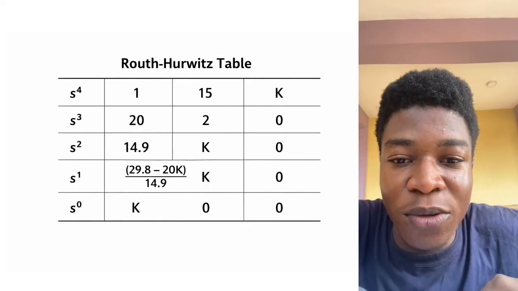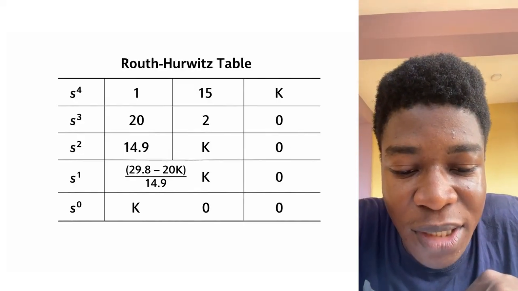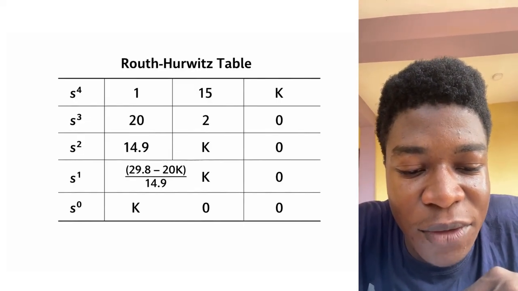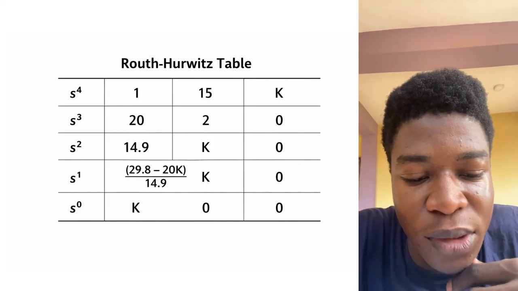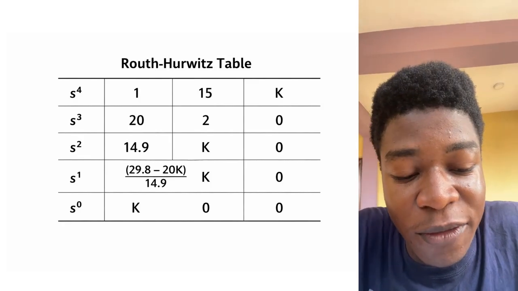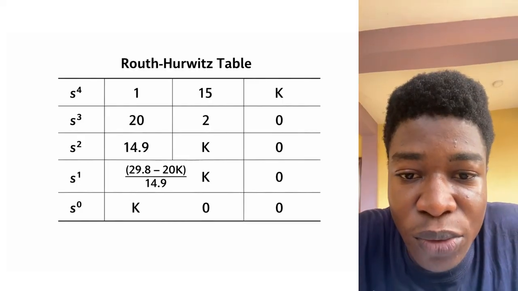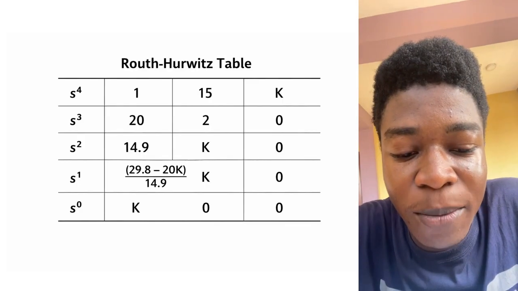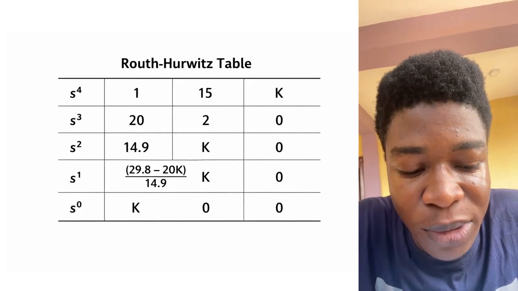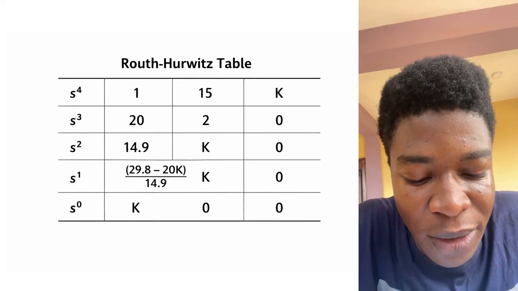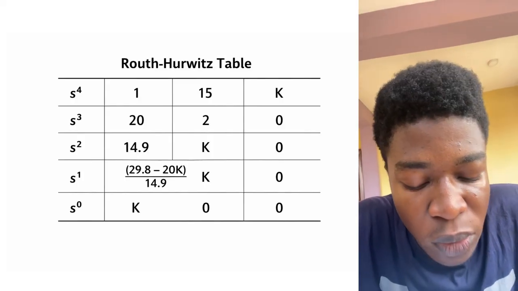In this part, I'll be constructing the Routh table from the characteristic equation. The characteristic equation is s^4 plus 20s^3 plus 15s^2 plus 2s plus k equals 0. Now, the first two rows can be obtained from the characteristic equation. The first row we fill with the even powers, s^4, s^2, and s^0. So the first row will be 1, 15, and k. Then the second row will be the odd powers: 20, 2, and 0.